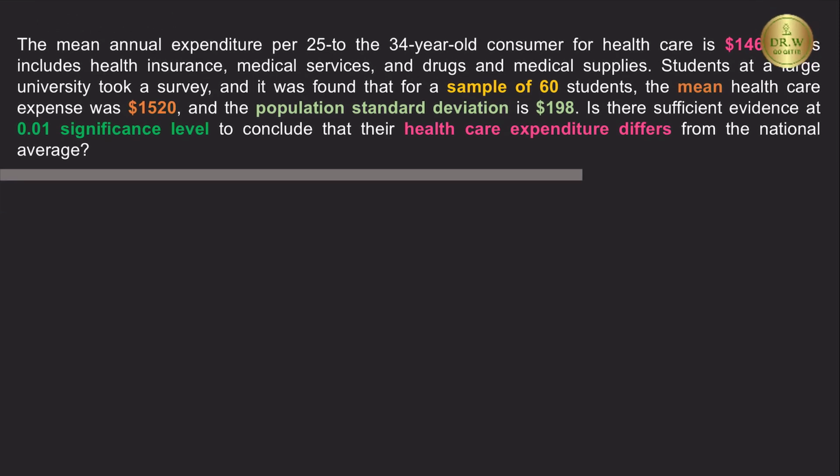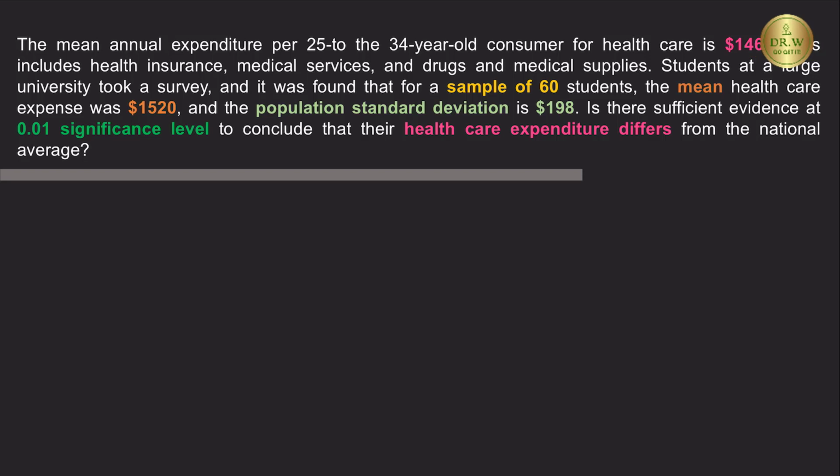Chapter 17, Test of Significance. In this video, I am going to explain this example. The mean annual expenditure per 25 to 34-year-old consumer for healthcare is $1,468. This includes health insurance, medical services, and drugs and medical supplies.